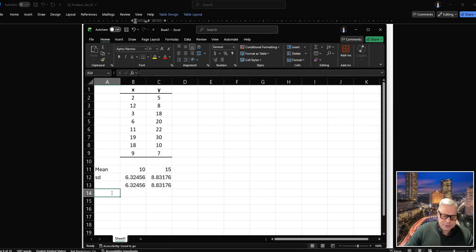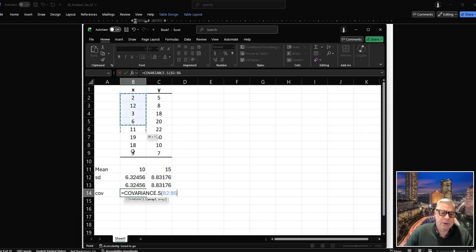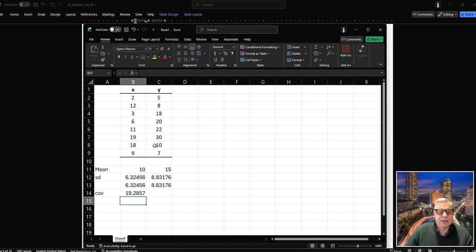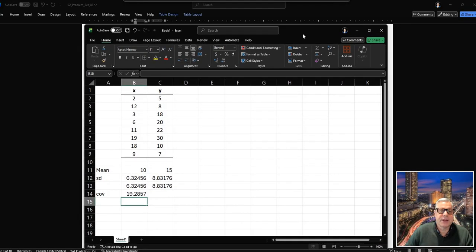Then the covariance. So we use the formula covariance.s, and then we are asked to identify the first array, comma, second array, and here we got something with 19. So 19.285. I think that's the same that we got. 19.28 if we rounded 6, correct?